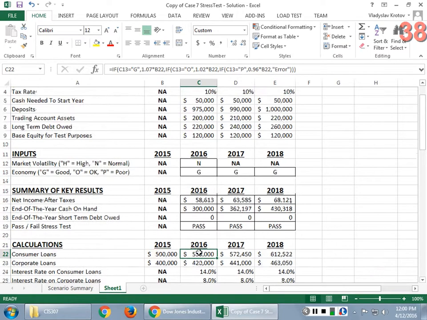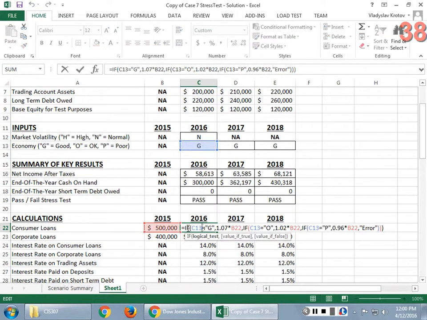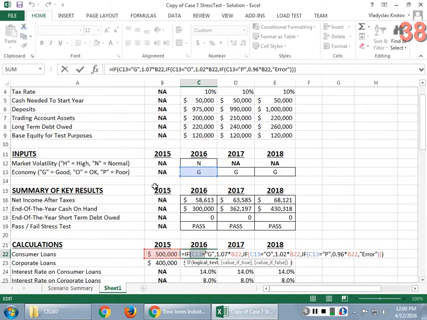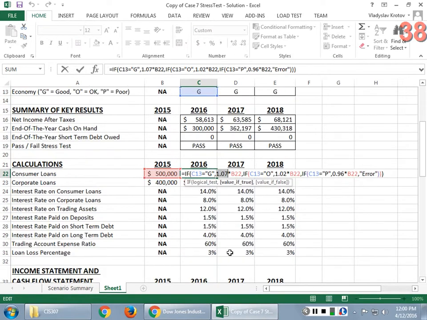Now, how do you calculate this amount? By the way, now we're getting into nested if formulas, okay? And that's why I asked you to watch that basic tutorial about Excel. I think all of you know if statements in Excel, and probably most of you know nested if statements, okay? So I'm not going to spend too much time explaining theory. I'm just going to show you how it works right here. So look. They're saying if C13 is G, meaning the economic outlook is good, then consumer loans will grow by how many percent? 7% right here, okay?